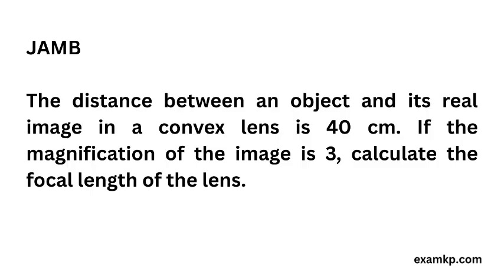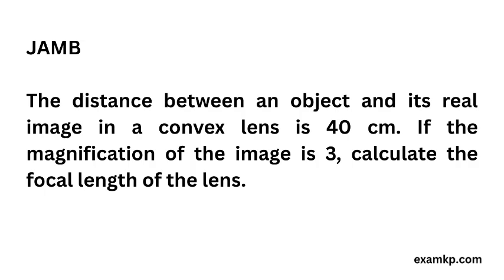Next up, JAMB. You know, this is a classic JAMB style question. They love to make you think a bit differently. They don't just give you u or v. No. They tell you the total distance between the object and the real image is 40 centimeters and the magnification is 3. This one requires a clever first step. This is a fantastic question. If you can solve this, you are in a really good place.